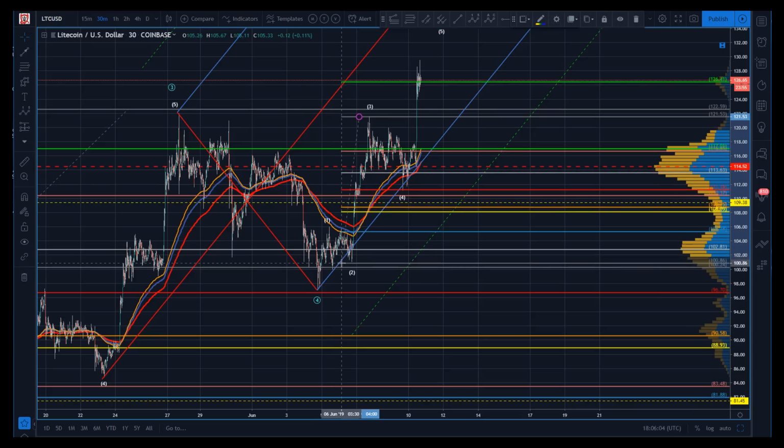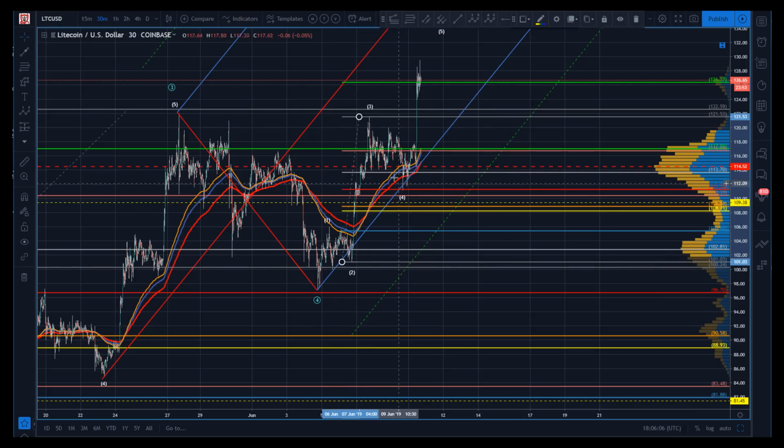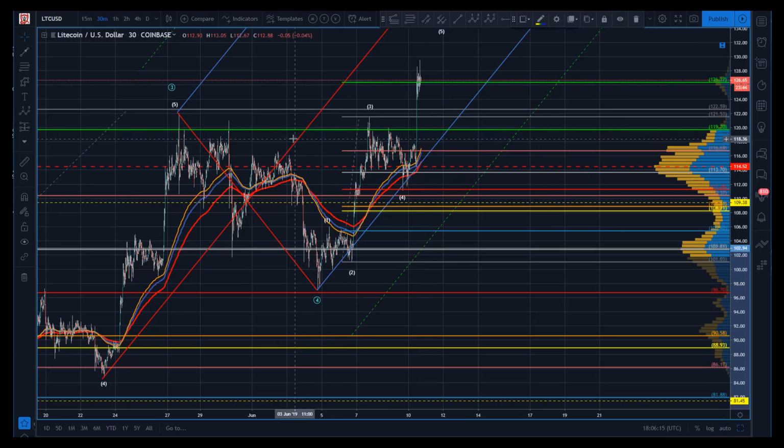So I'm going to stick with this because this looks quite technical here. So we're on the lower parallel of this median line. That first target has been met. So I'm going to pull this one off.